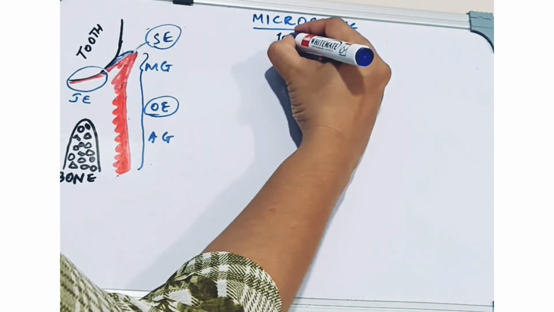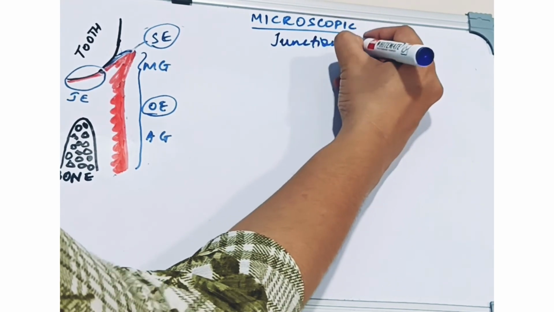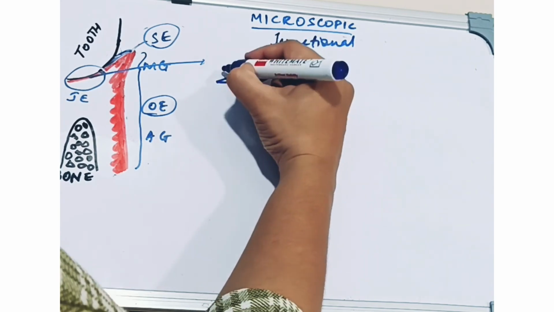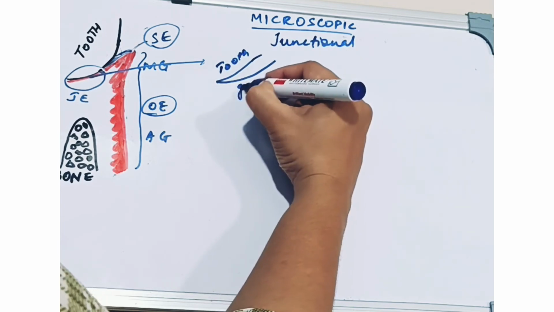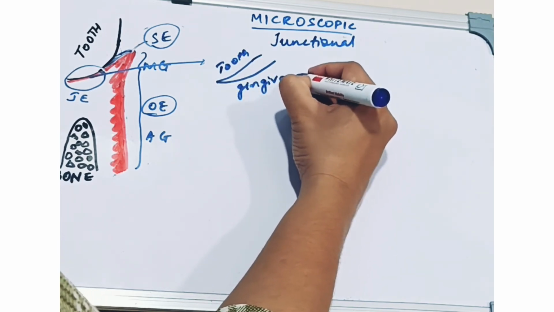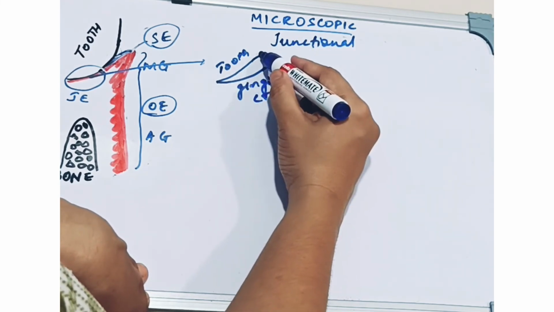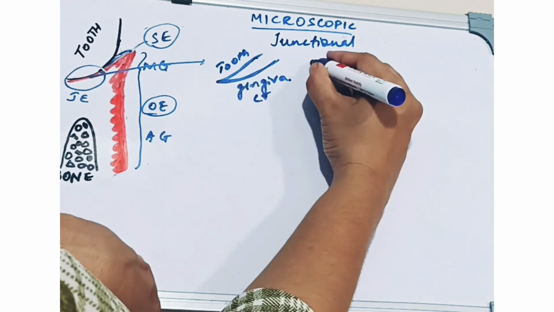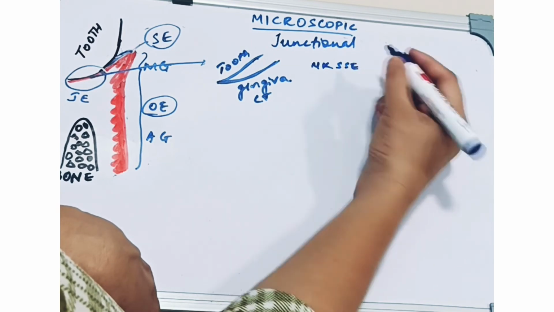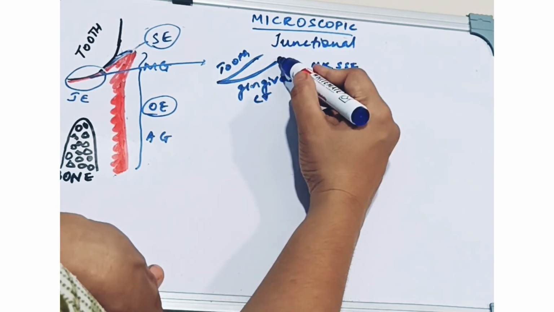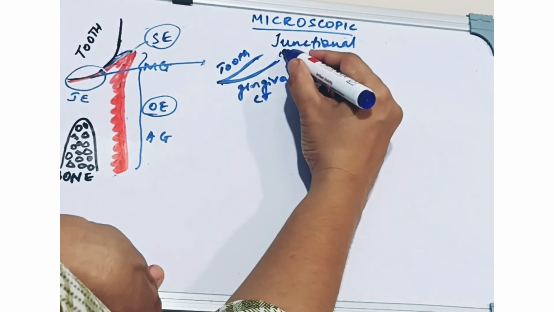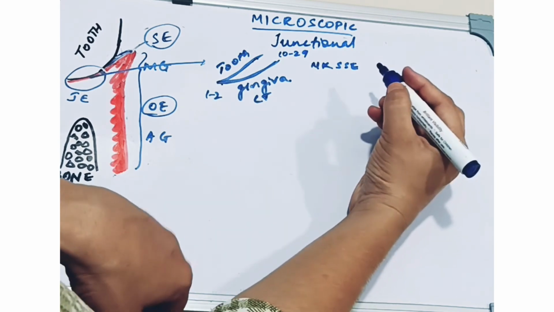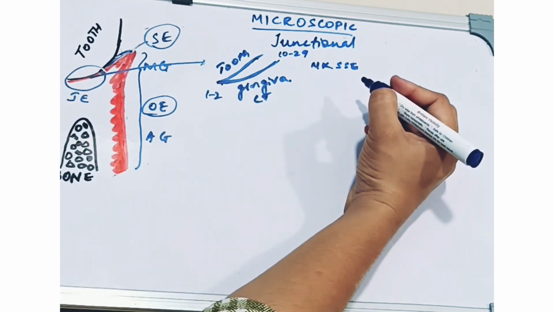Next we have the junctional epithelium. If you take this portion, it is something like this. So one side we have the tooth, this side is the gingiva, the gingival connective tissue, and this portion is the junctional epithelium. So this is non-keratinized stratified squamous epithelium. It tapers from the coronal to the apical. So on top you will see around 10 to 29 cells. At the tip you will see around 1 to 2 cells. It is around 3 to 4 layers thick and the number of layers increases with age.